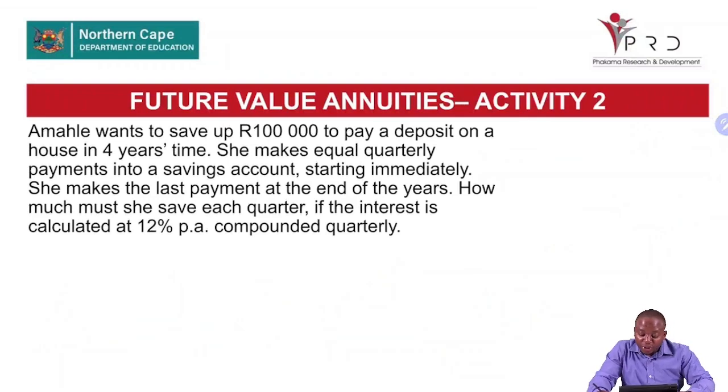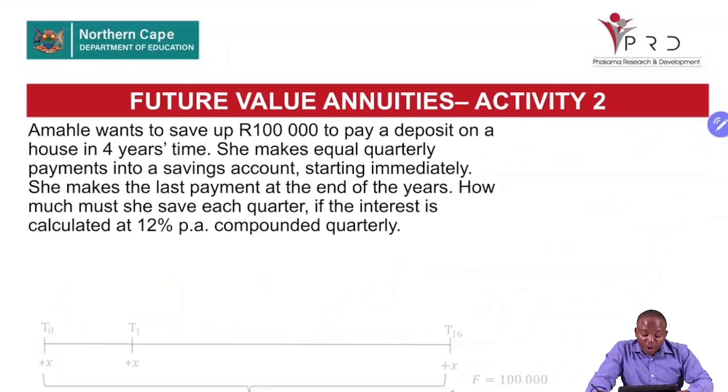Right, welcome back, grade 12. Now let us discuss the solutions to this activity. We are told that Amatha wants to save up 100,000 to pay a deposit on a house in 4 years' time. She makes equal quarterly payments into a savings account starting immediately, and she makes the last payment at the end of the 4 years. How much must she save each and every quarter to get that amount if the interest is calculated at 12% per annum compounded quarterly?